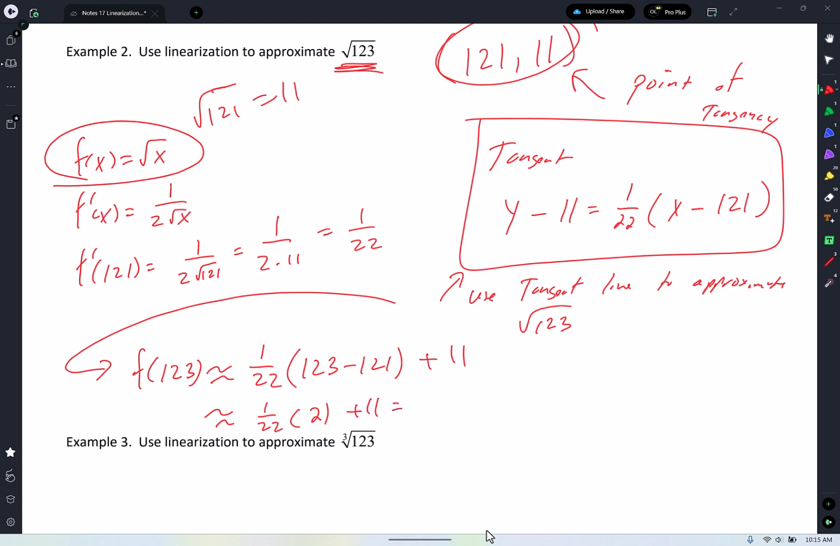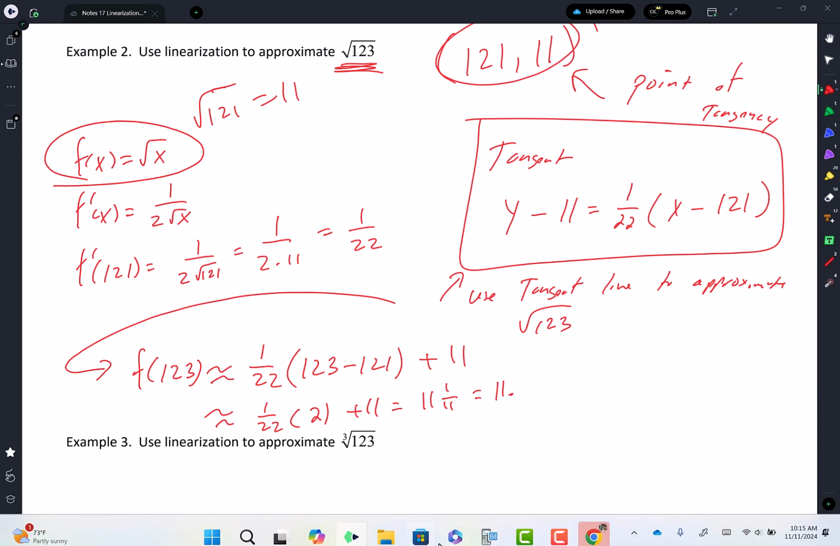So it looks like it's going to be 2 goes into 22 11 times. So 11 and 1 over 11. So 121, 122 over 11. That's your approximate. Let's put a decimal. Let me put it as a decimal.